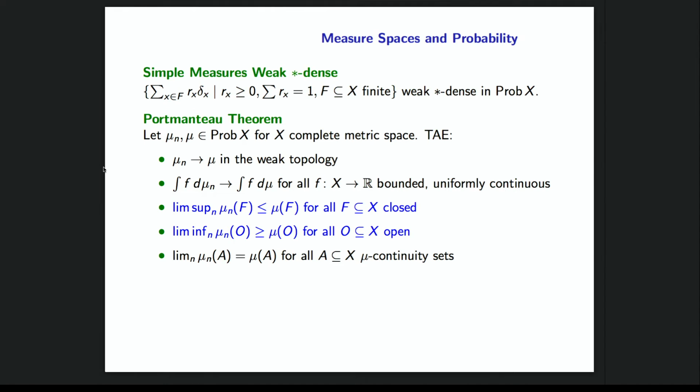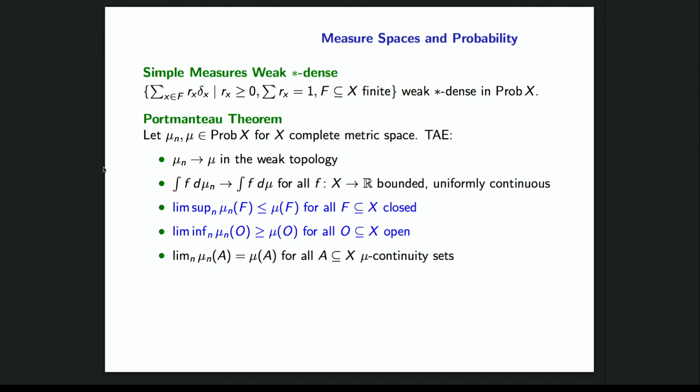One is that the lim sup of mu n of F is less than or equal to mu of F when F is closed. And dually, this is just by complementation really, the lim inf of mu n of O is greater than or equal to mu of O if O is open. Those are two equivalent conditions.